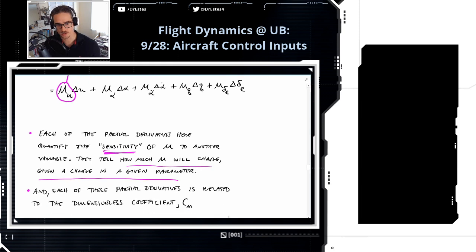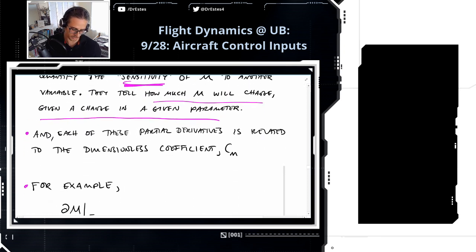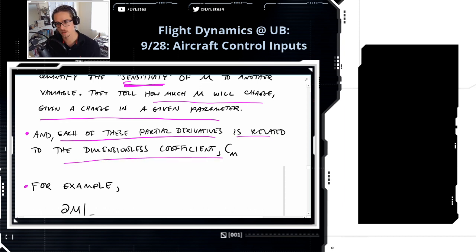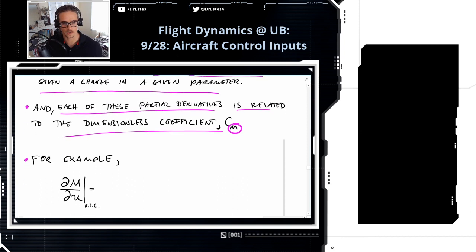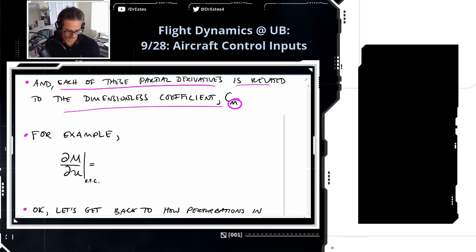Okay, this is going to come back to those coefficients. I didn't write this out up there, but each of these partial derivatives is obviously related to the dimensionless coefficient Cm, because this is for the pitching moment, so that's why it's Cm. So let's take one of those partial derivatives. So dM/du at the reference flight condition, which we could write as Mu. That's going to be d/du of.